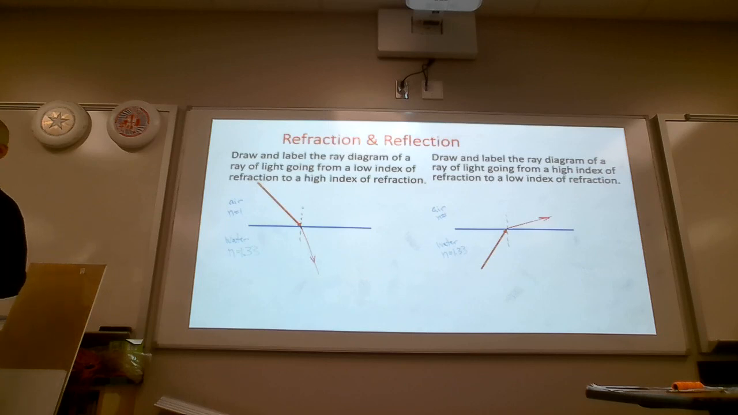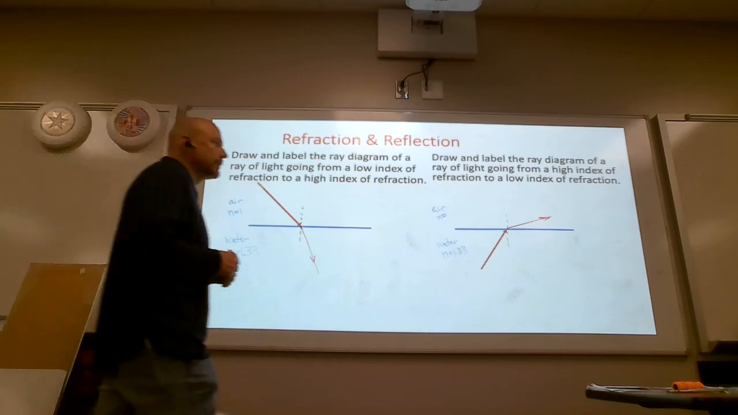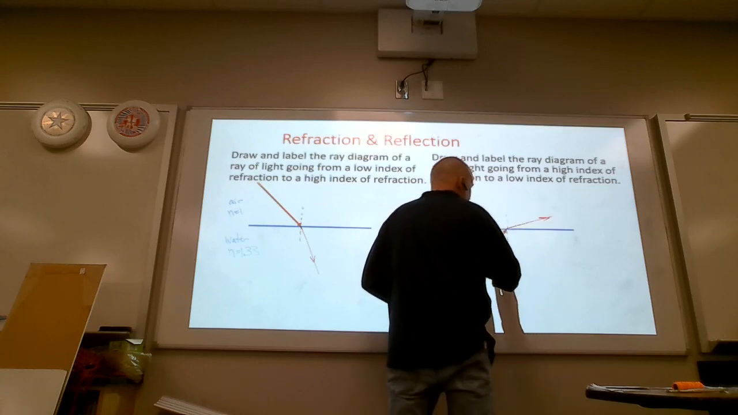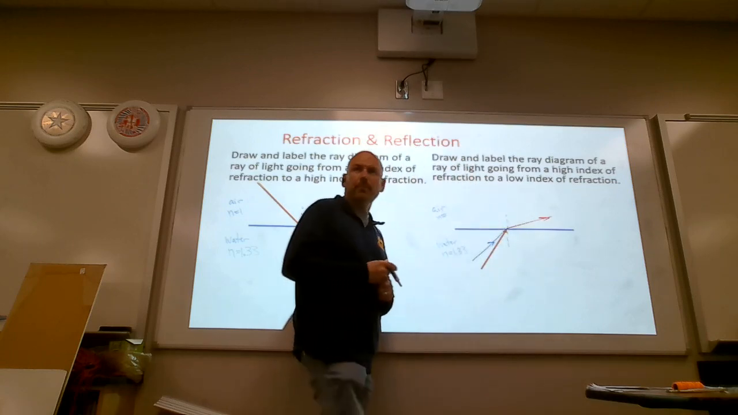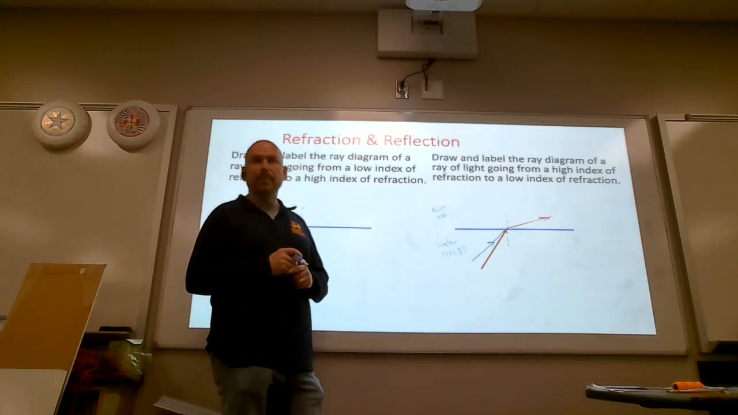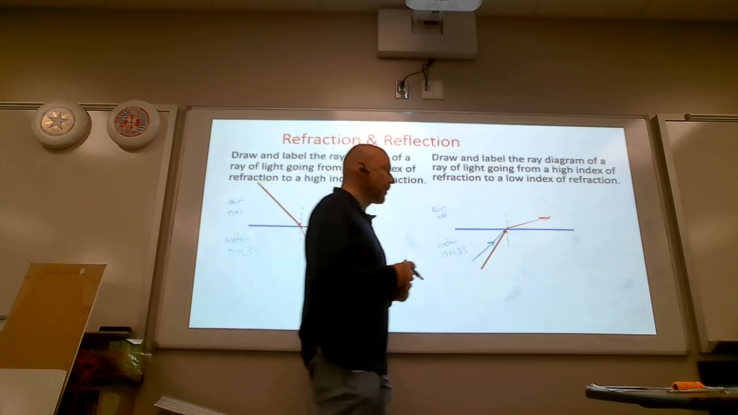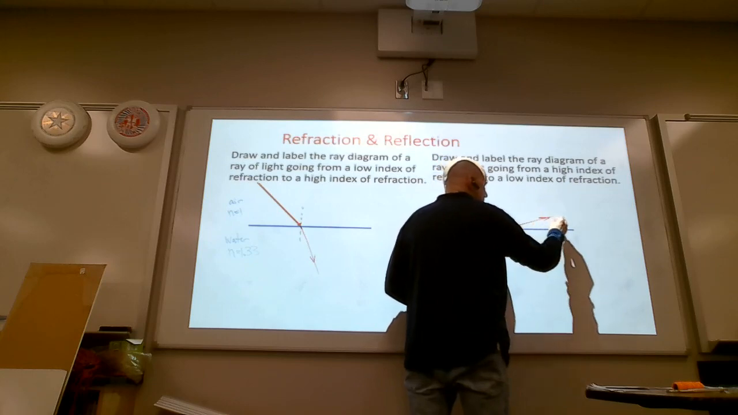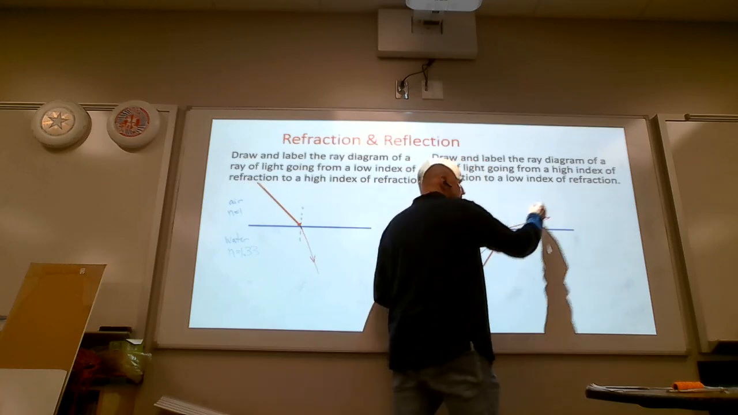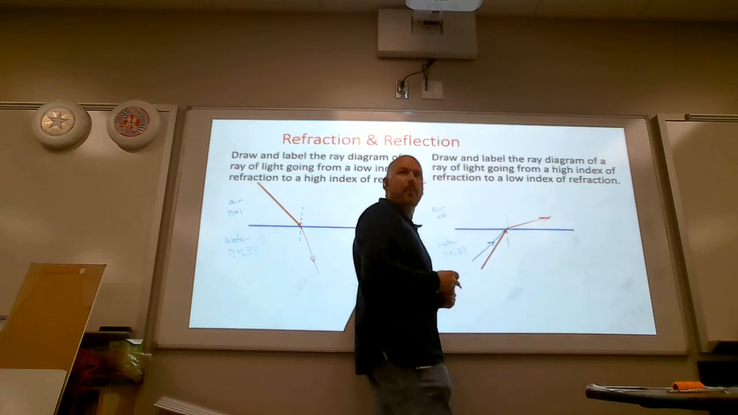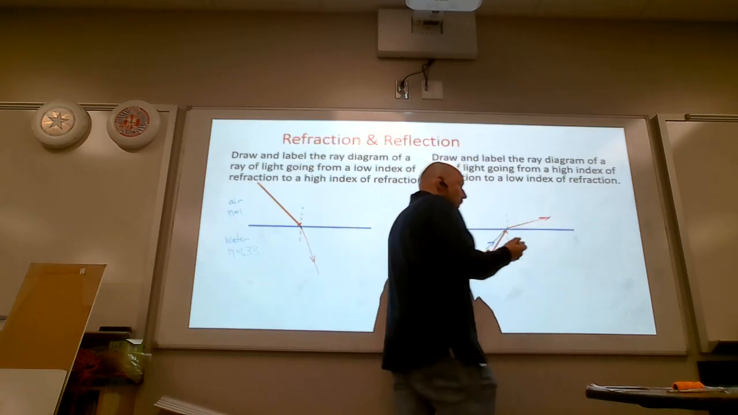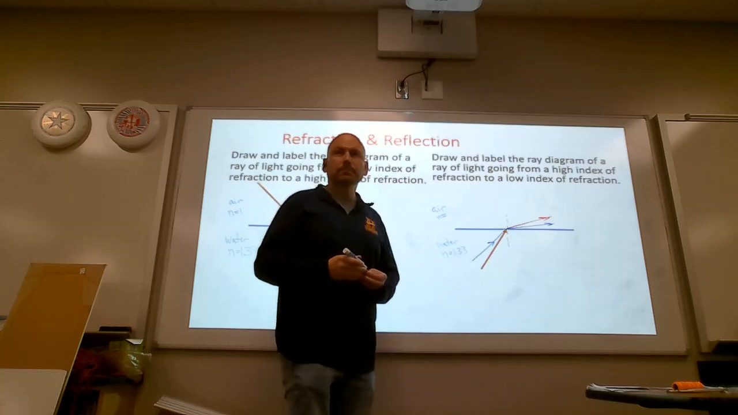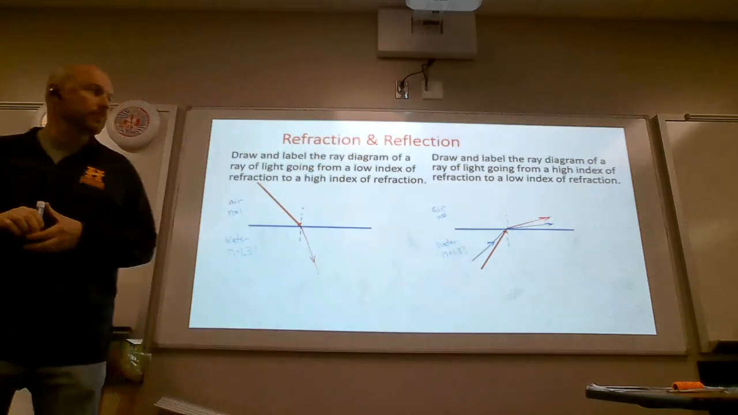Follow-up question. What will happen if I increase the angle of incidence? I think I'd do A, B, or C. A, B, or C. It's going to bend more away than the red. Does that make sense? Okay.